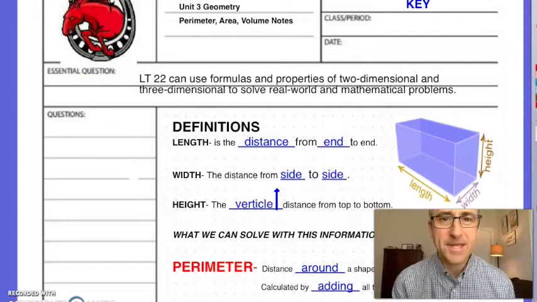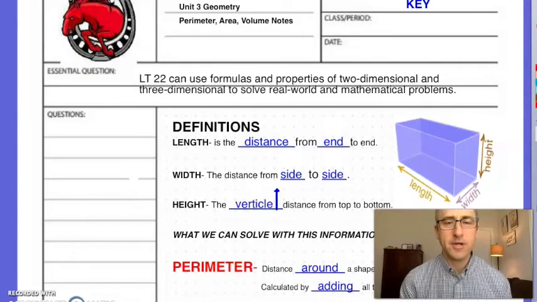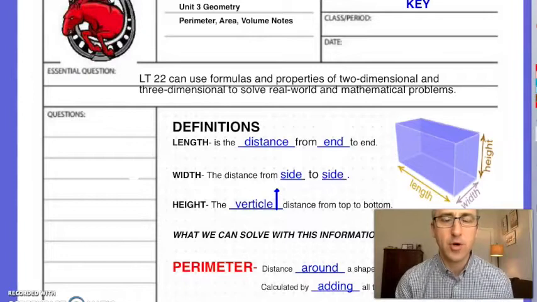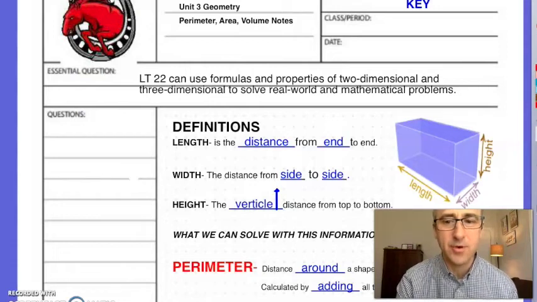Welcome back to day 2 of volume. Today we are going to give you volume and you are going to work backwards and calculate the length of one of the missing sides. Let's scroll down to review volume.